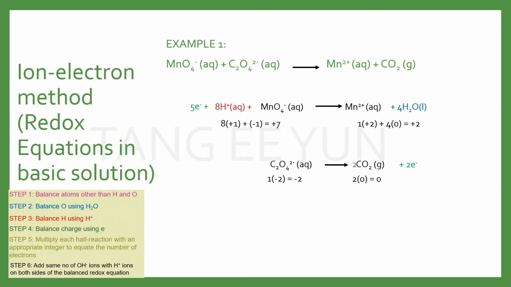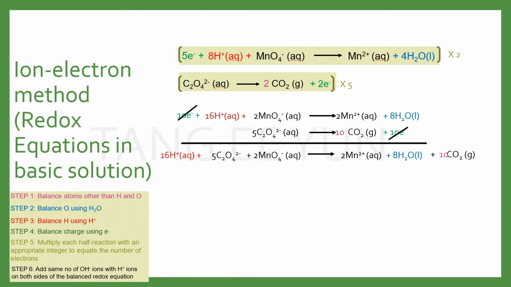After we have separated the redox equation according to the species, we can start with step number 1, balance atoms other than hydrogen and oxygen. Step number 2, balance oxygen using water. Step number 3, balance hydrogen using hydrogen ion. In step number 4, balance the charge using electrons. In step number 5, we multiply each half reaction by an appropriate integer to equate the number of electrons. Then we sum up both half equations together to give us the overall redox equation in acidic medium.